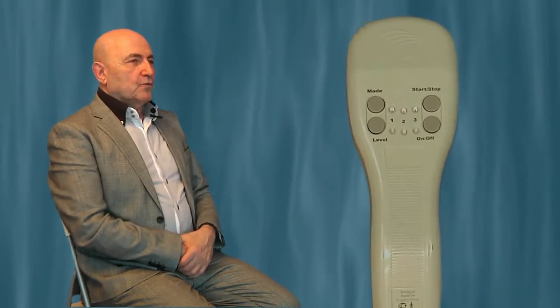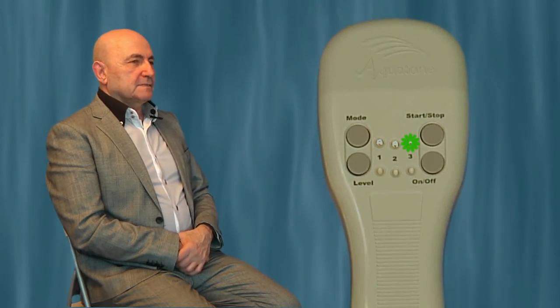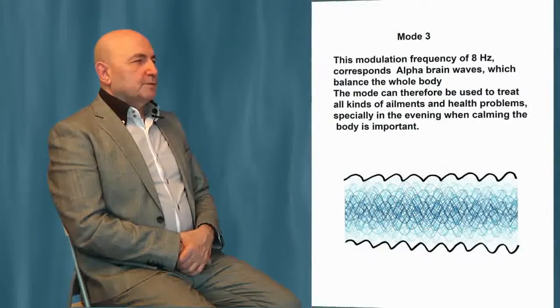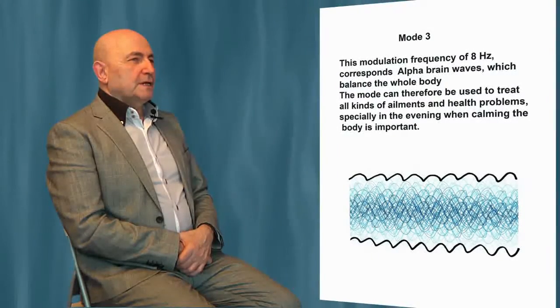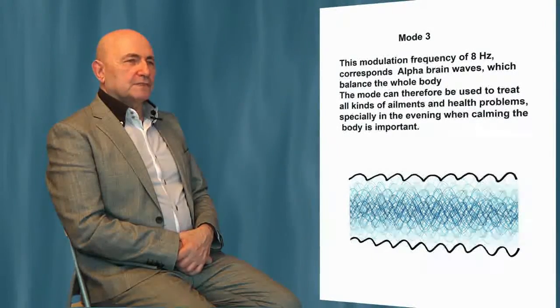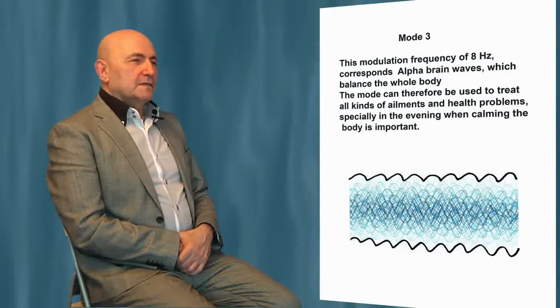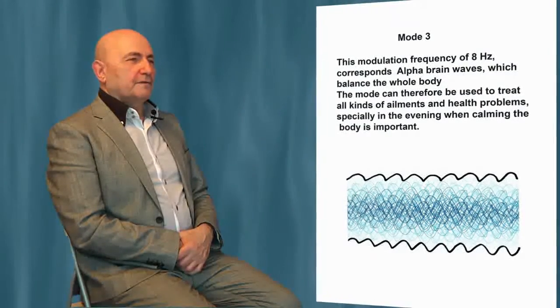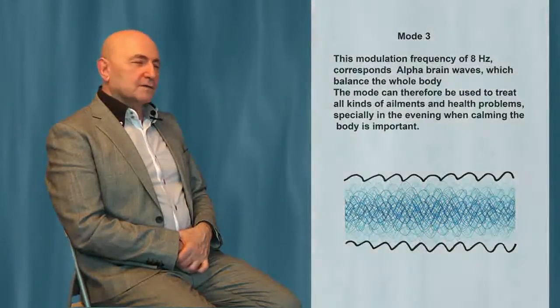Mode 3 can also be used frequently, as its frequency is 8 GHz, which corresponds to the alpha brain waves, which balance the whole body, increasing its general healing power. This mode can be used for all kinds of health problems, especially at evening time when balancing and calming the body is important.